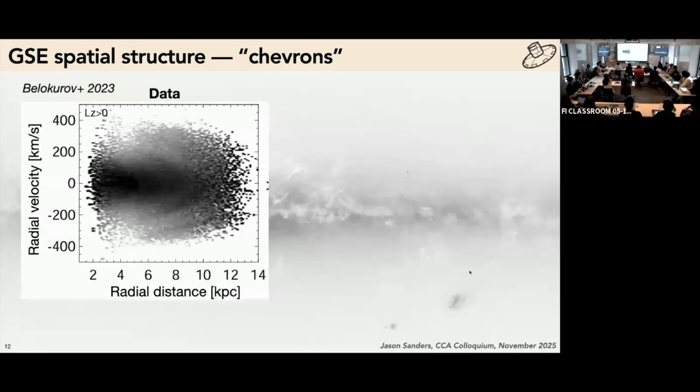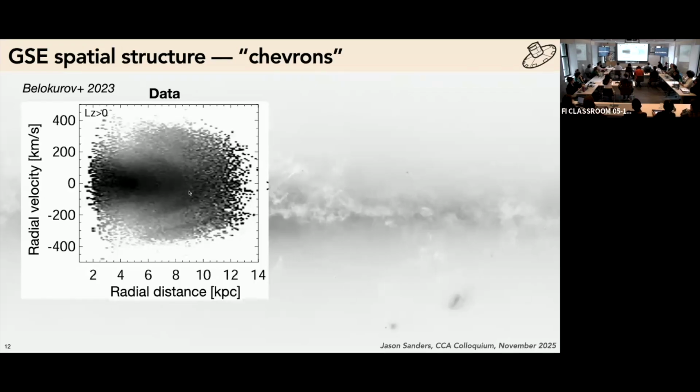Another interesting piece of evidence for the GSE has been these chevrons. So here is a diagram of the GSE material where we're showing the radial velocity, so again the in and out velocity from the galactic center, versus the radial distance. And I'm not sure you can see particularly well, but can you see these two overdensities here and here? Yeah. Okay, good.